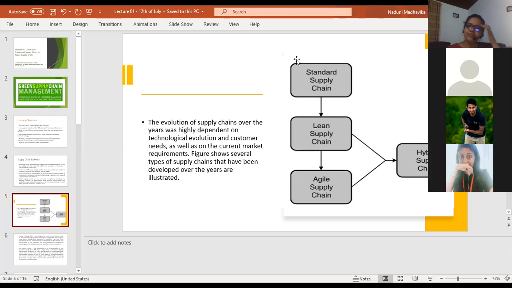I'm sorry about the sound. The road is nearby. That's why. After that, we will move with the slide.